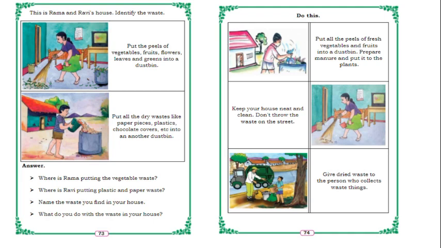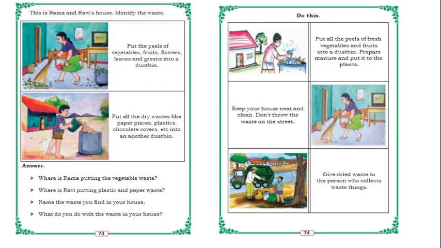Where is Rama putting the vegetable waste, children? She kept one separate dustbin, and in that Rama is putting the vegetable waste. Where is Ravi putting plastic and paper waste? He kept one big dustbin outside, and he is putting the plastic and paper waste in that.